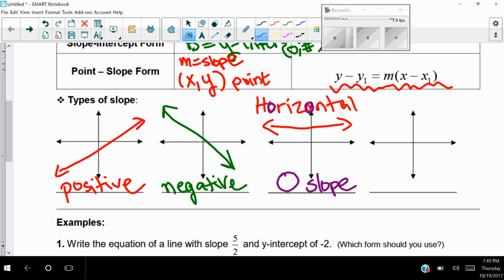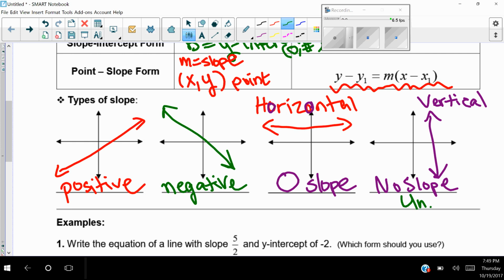If we have a vertical line, one that goes straight up and down, right? Vertical lines go straight up and down. Then it's going to have no slope. So vertical lines have no slope. And what we say is that our slope is undefined. You're going to see this word a lot on vertical lines. Our slope is undefined.